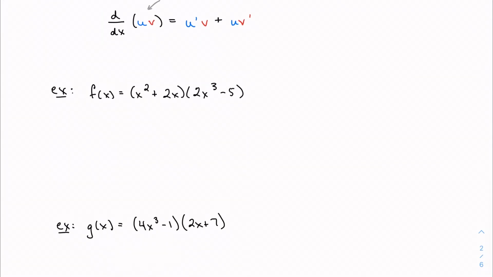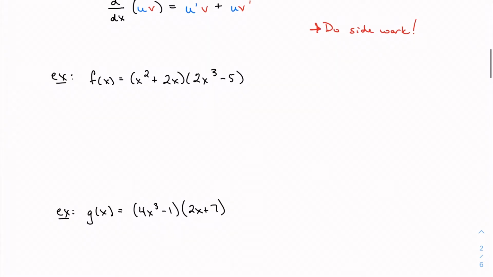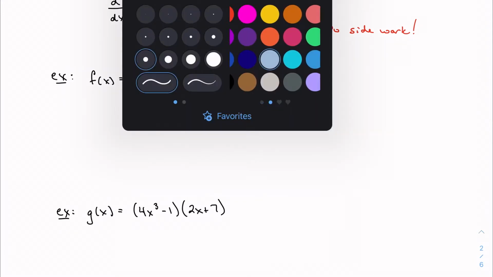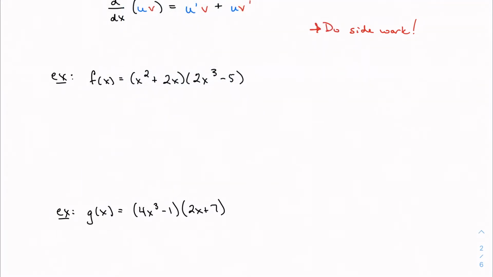It helps to do a lot of side work here, right? It helps to do a lot of side work here and get all your preparation figured out first. So here is my function. I have the product of two smaller functions, and maybe I can already define them as u and v, right? So here is my u, and here is my v.